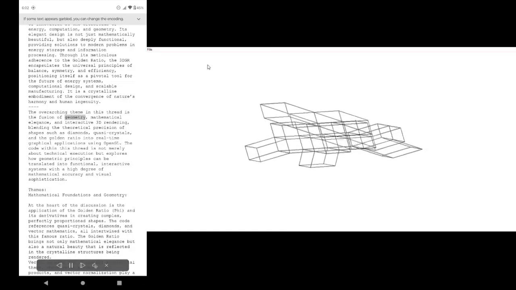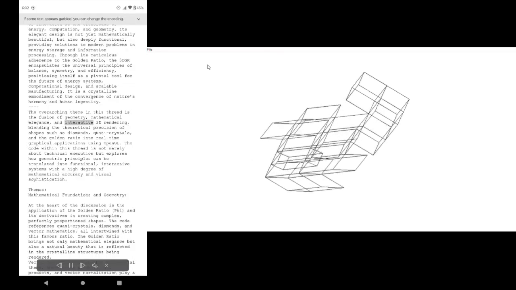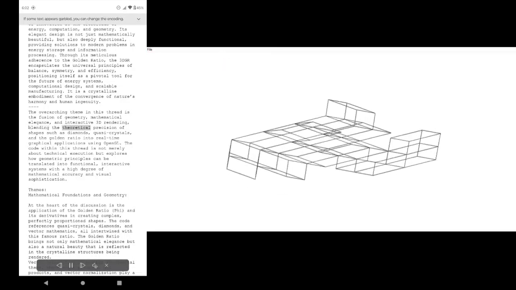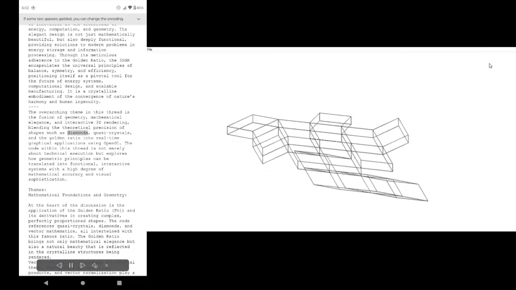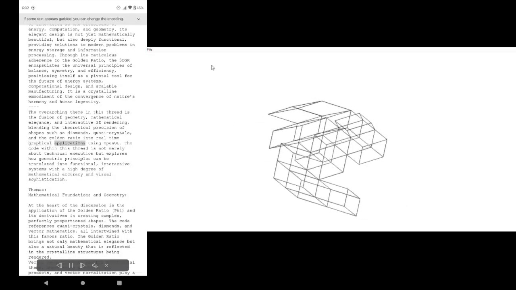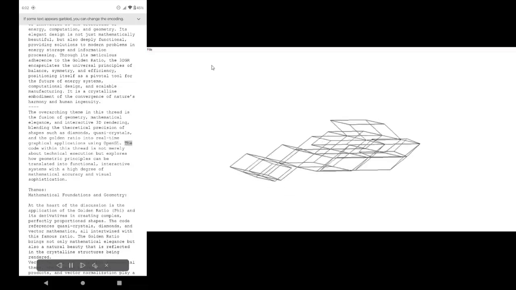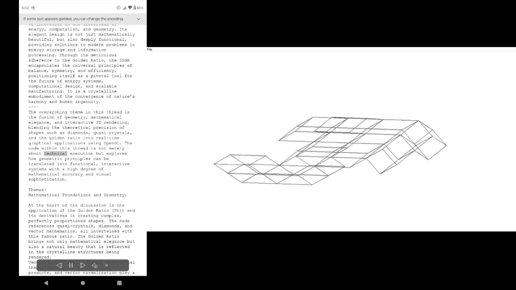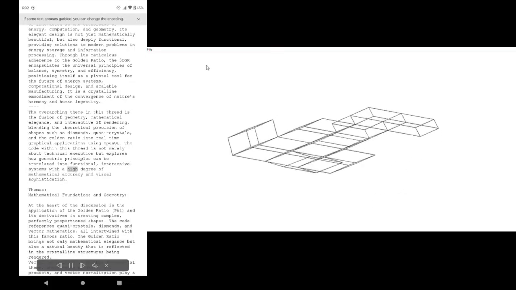The overarching theme in this thread is the fusion of geometry, mathematical elegance, and interactive 3D rendering, blending the theoretical precision of shapes such as diamonds, quasi-crystals, and the golden ratio into real-time graphical applications using OpenGL. The code within this thread is not merely about technical execution, but explores how geometric principles can be translated into functional, interactive systems with a high degree of mathematical accuracy and visual sophistication. Themes: mathematical foundations and geometry.